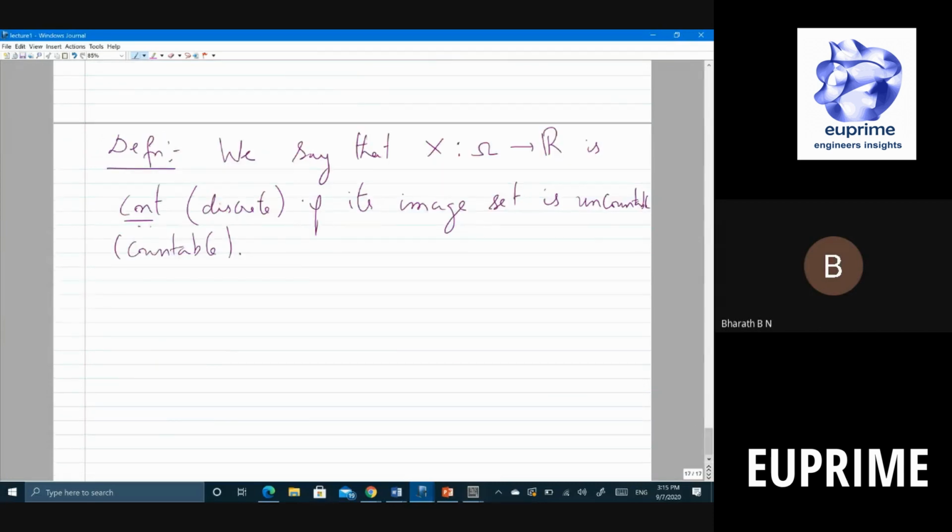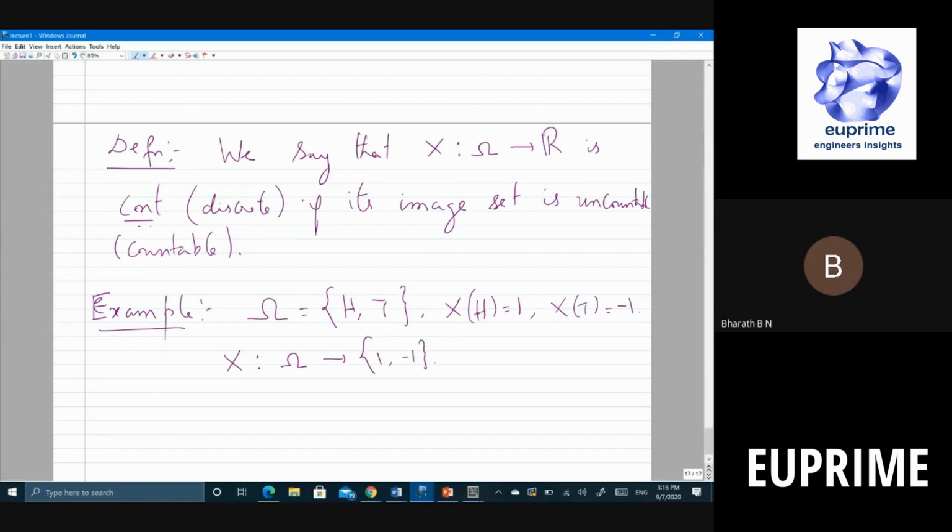Let me give an example rather than looking at this particular definition. So I have to define what omega is. This is the classic example, right? A coin toss: X of head is 1, X of tail is, let's say, -1. So this particular thing is discrete. Why? The image set is countable, in fact a finite set, so it is a discrete random variable.